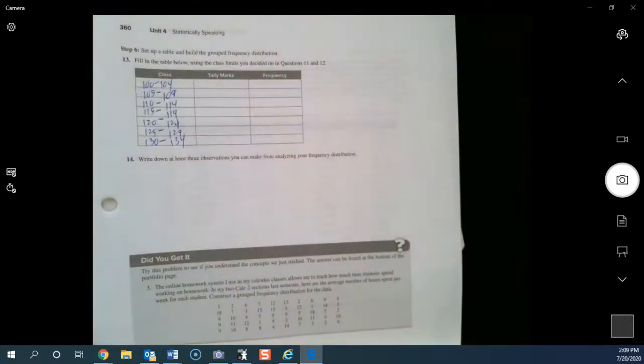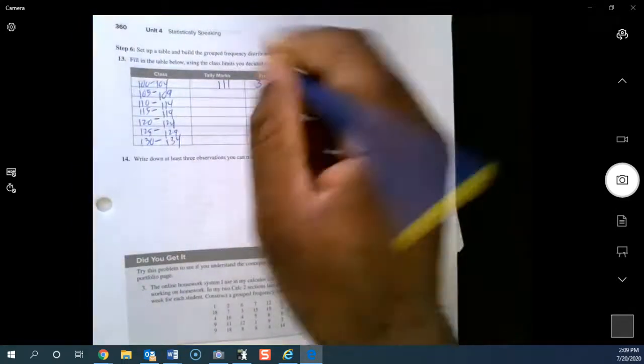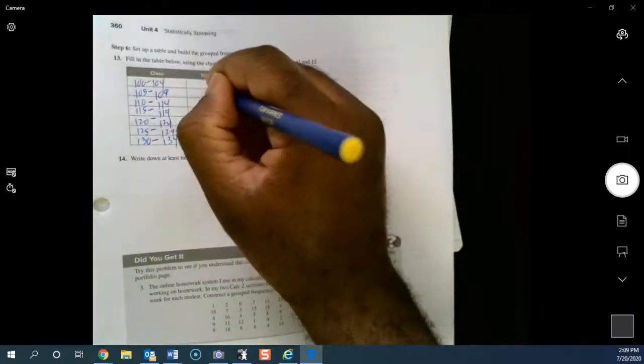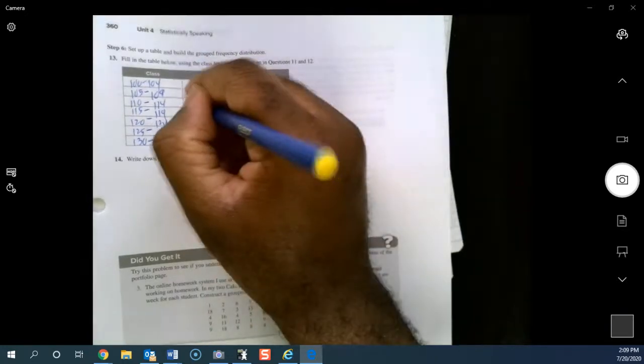Now they want us to tally all of this up. So what we would do is this here. I'm just going to give you the answers here. So it should be 3 here. This would be 8. Then this would be 16.